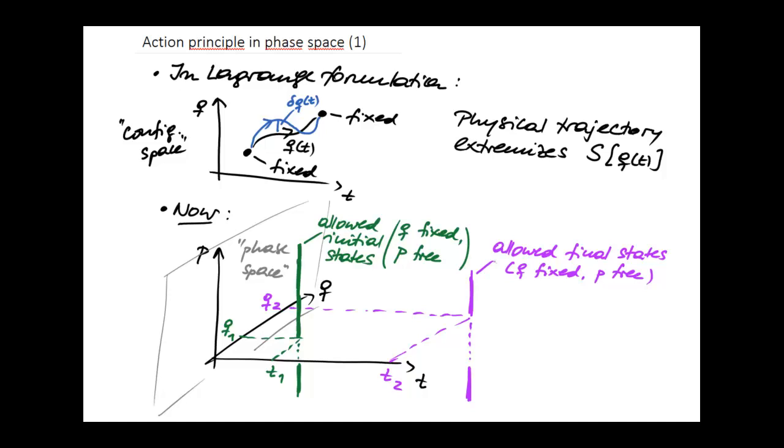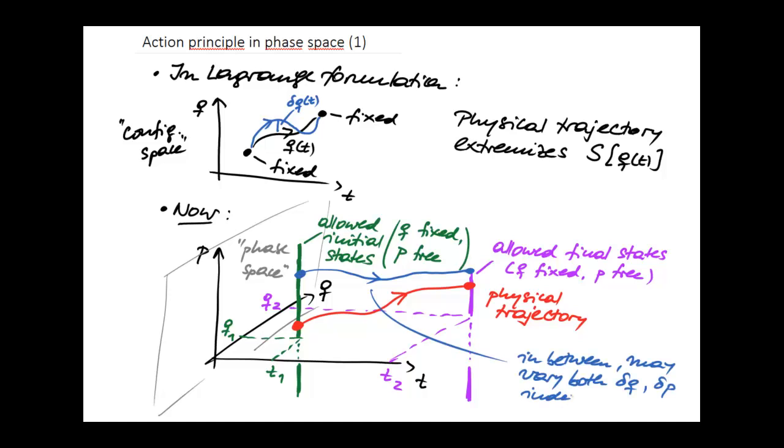So what are the allowed trajectories? Let's say the physical trajectory is the red one, this one here. But when we look at variations of that trajectory, we could have another trajectory that looks like this. So the blue trajectory is an allowed trajectory. It has the same initial position and the same final position, but it has a different initial momentum and a different final momentum. And also in between, at some intermediate time, it may differ from the physical trajectory both in position and in momentum. And we can vary them independently.